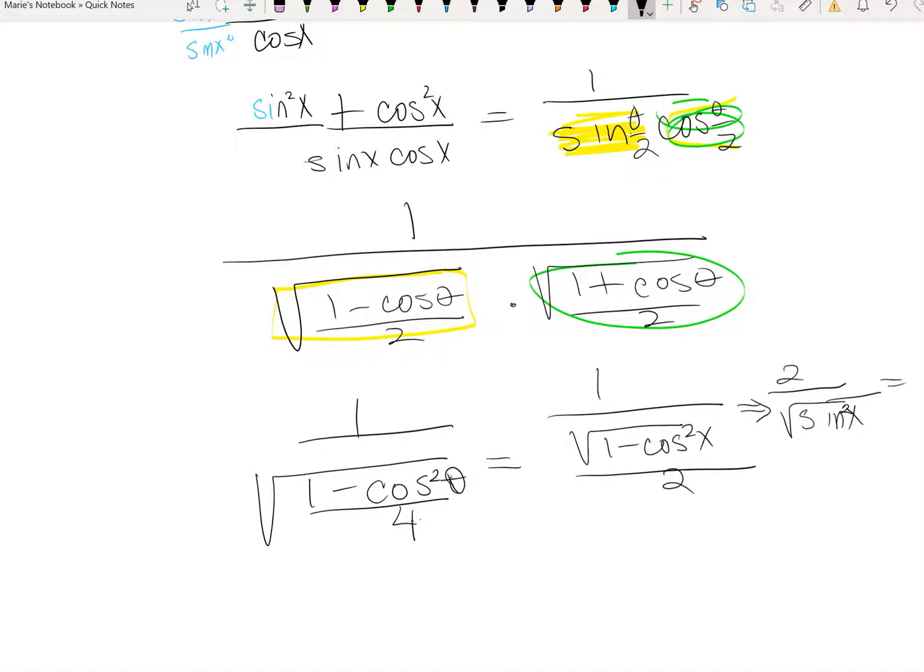And then this ends up being 2 over sine x, which by default gives us our final answer of 2 cosecant x. Okay? Alright, take that in. Hopefully it helps.